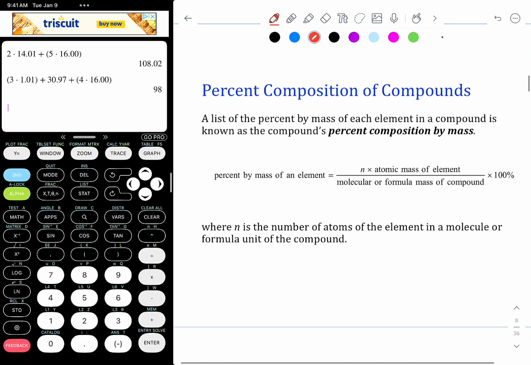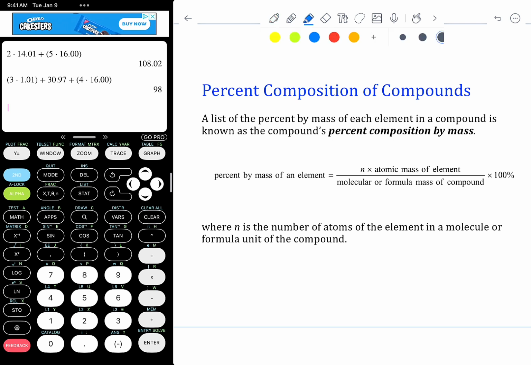Let's talk about percent composition of compounds. A list of the percent by mass of each element in a compound is known as the compound's percent composition by mass. Each compound is made up of multiple different elements, and we can find the percentage that each element takes up in that molecule by finding its percent composition.